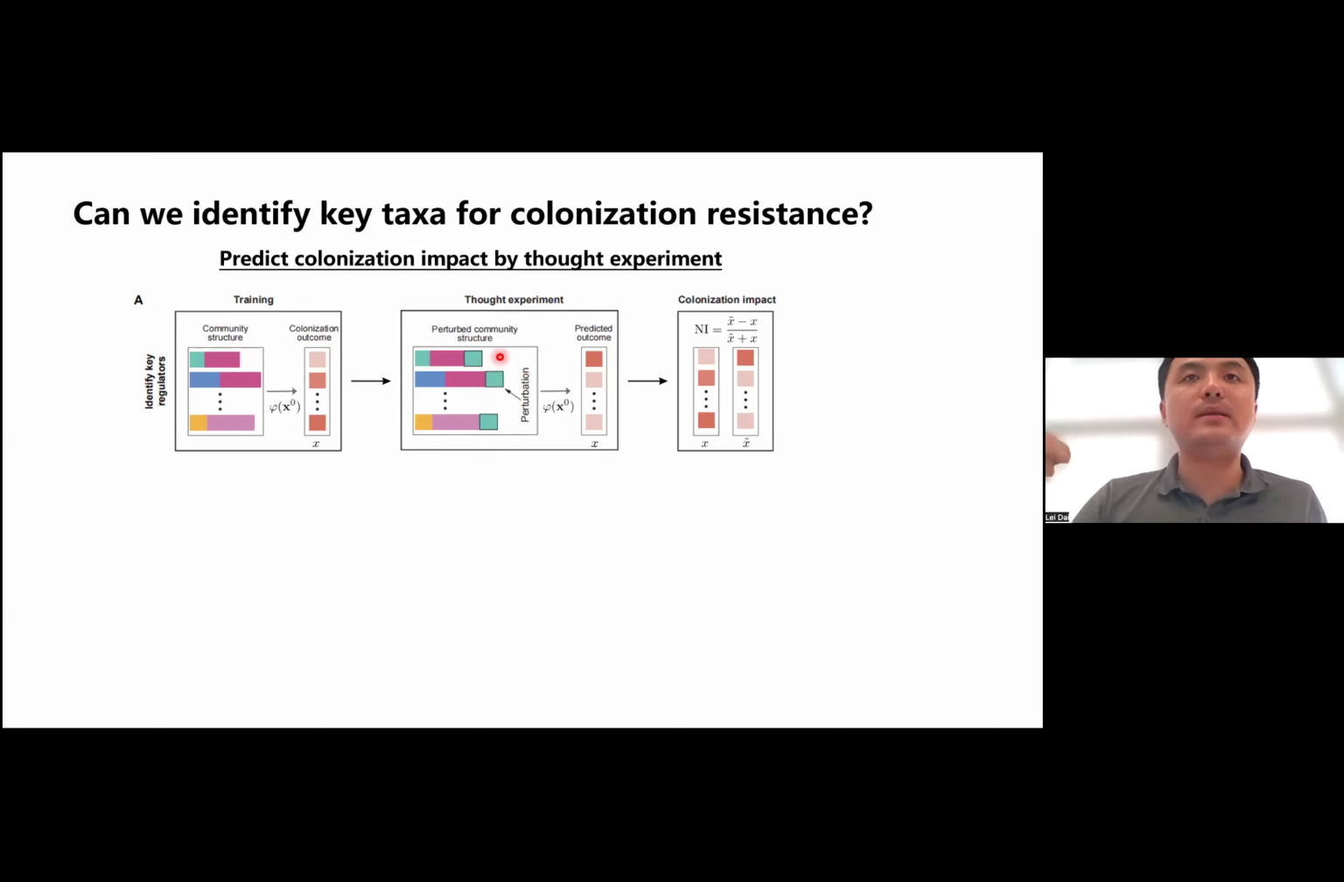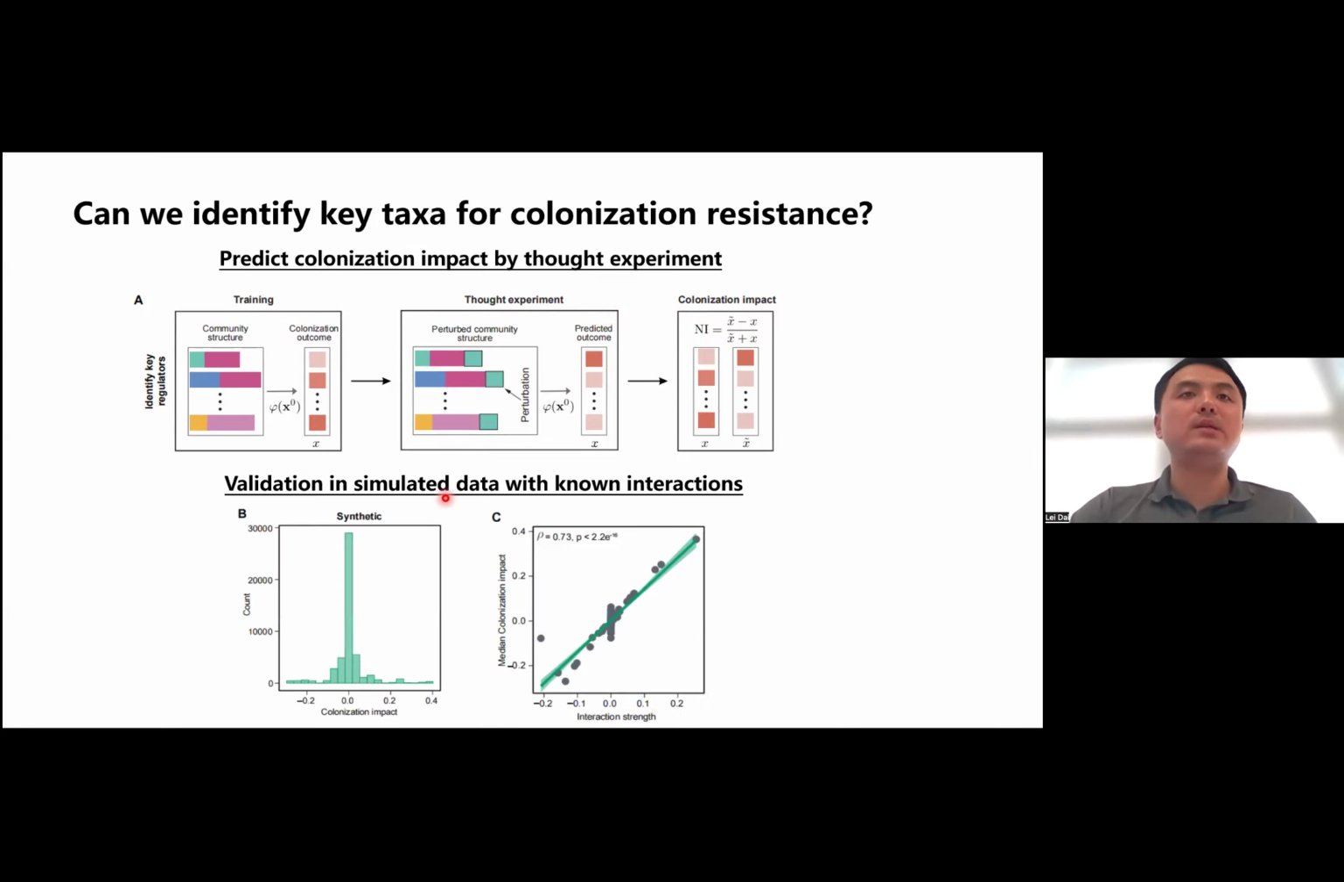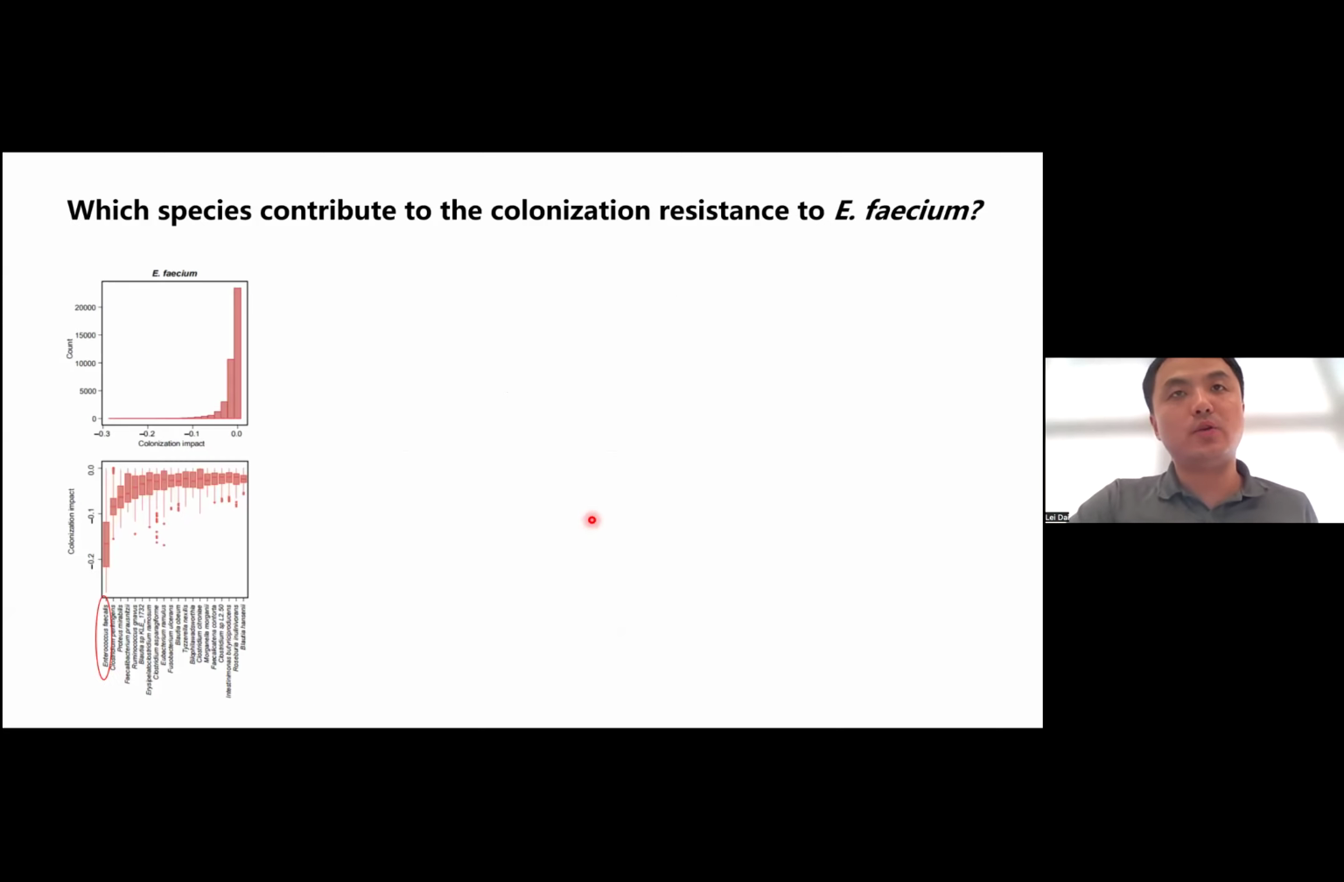We remove the resident species and see what happens to the predicted outcome. So we call this colonization impact. Basically, this is a thought experiment to compute the colonization impact. In simulated data, using the GLV model where we know exactly the interaction strength R, we find that this colonization impact is highly correlated with the interaction strength. Then we will look at the real data.